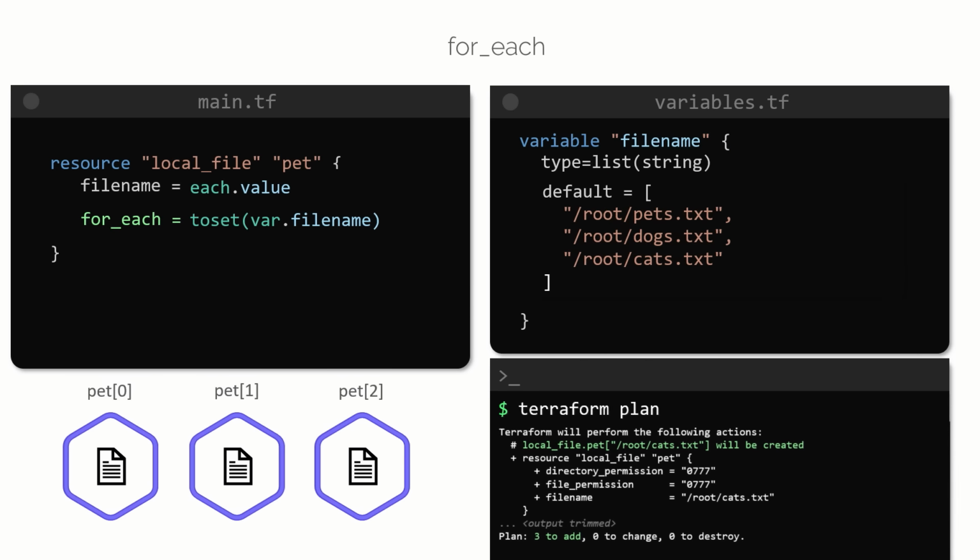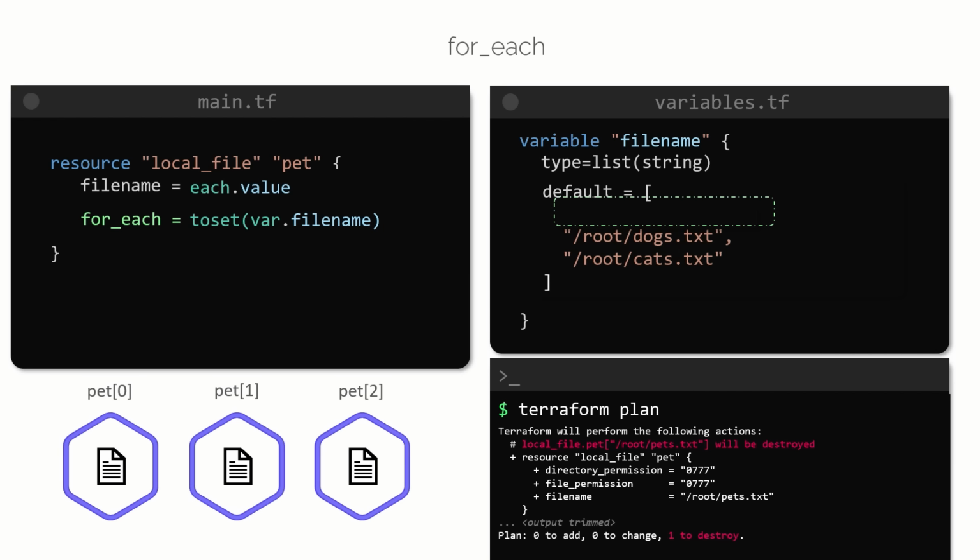Now let us replicate the same scenario as the one we did earlier with the count meta-argument, and delete the first element with the value /root/pets.txt from the list. When we run terraform plan now, we can see that only one resource is set to be destroyed, the file with the name pets.txt. The other resources will be untouched.